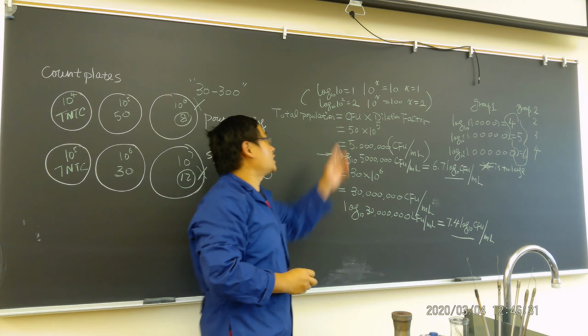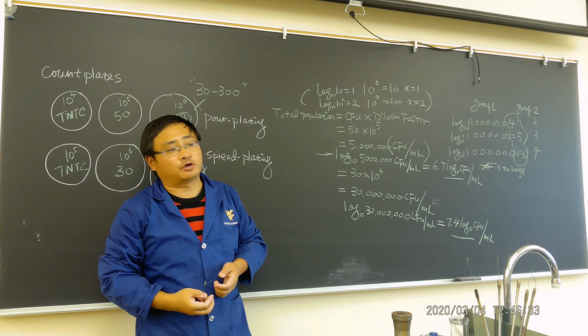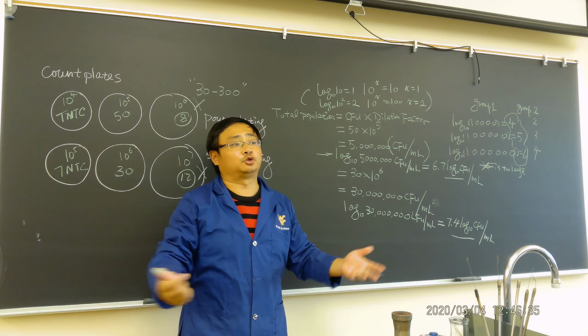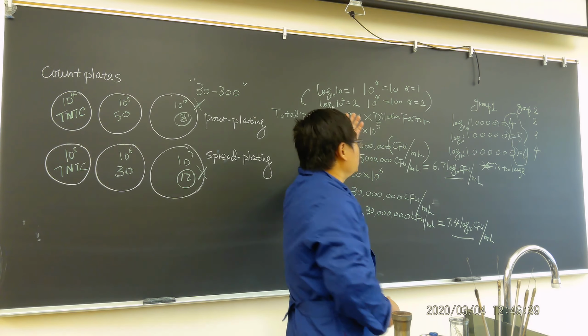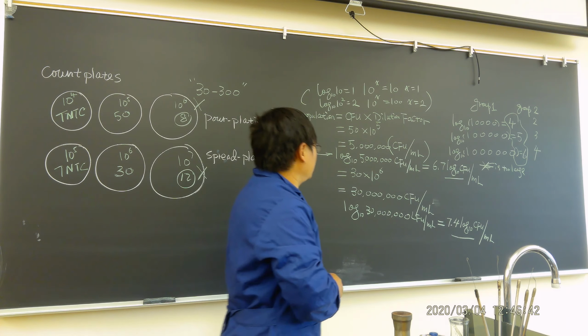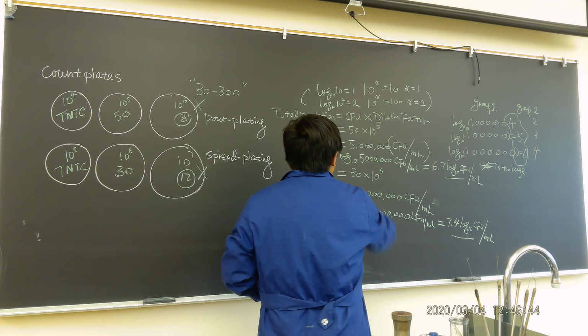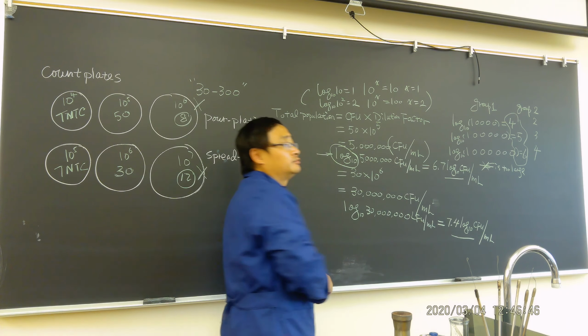Now, of course, if it's an uneven number, like 200, 300, you can use a calculator to do the calculation, or use an Excel sheet on the computer. So just to let you know, for bacterial populations, we transfer them to log 10, okay?